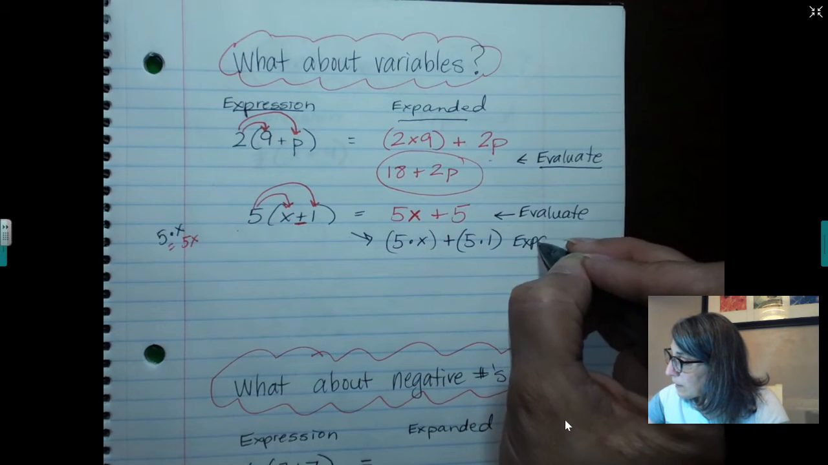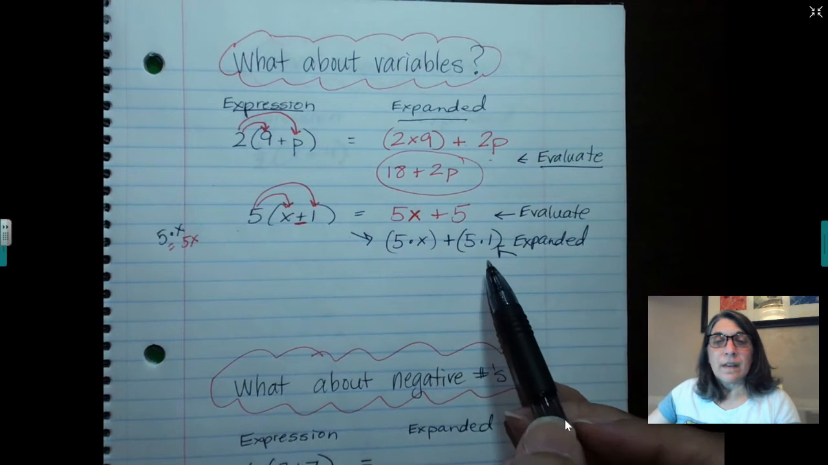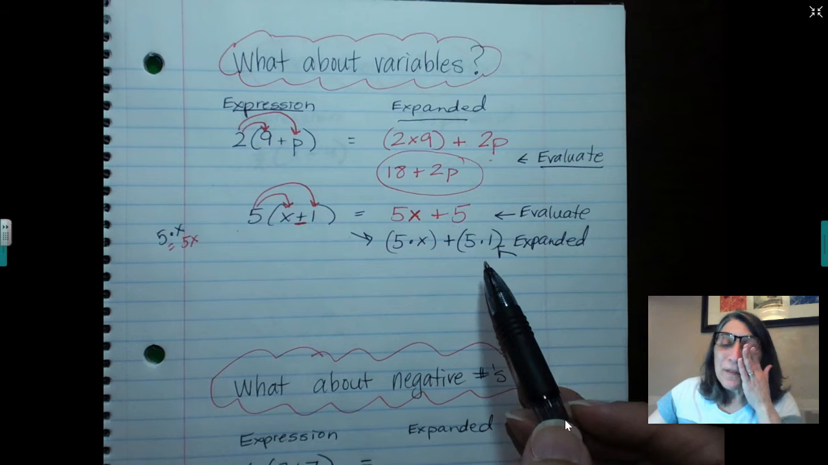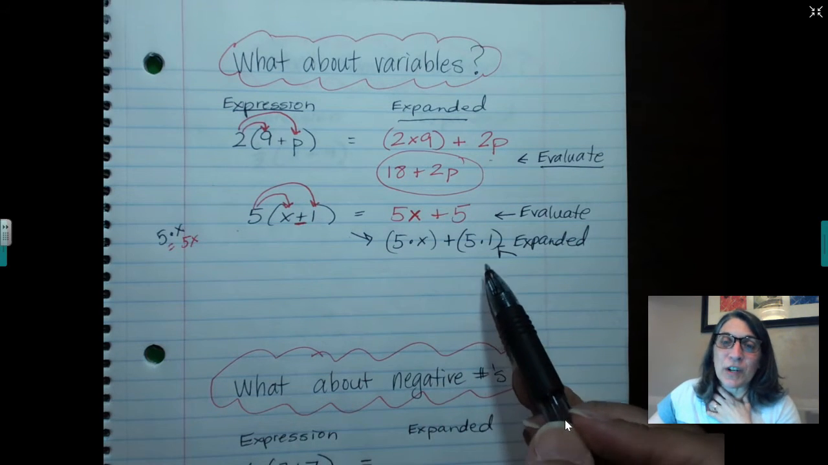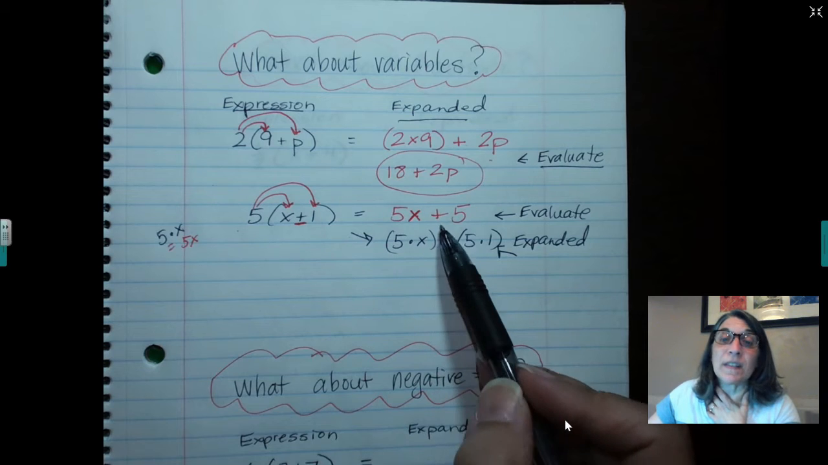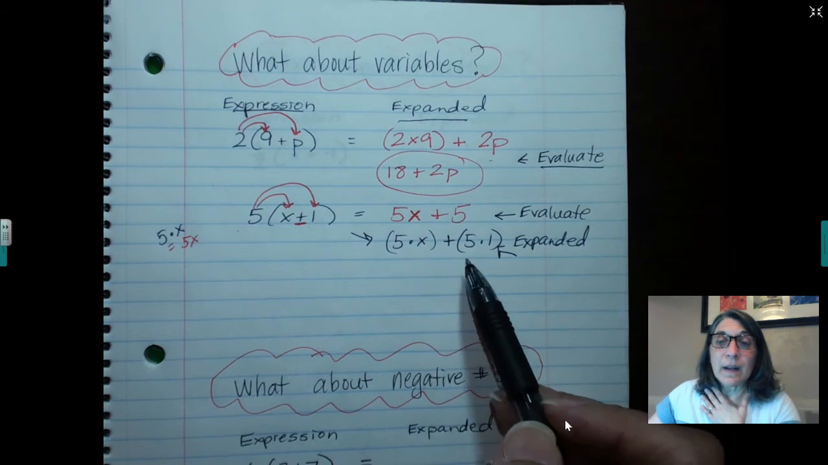So I apologize. Got ahead of myself. It's easy to get ahead of yourself. So you have to be really careful if it's asking you to show expanded form. This is expanded form, and then this is evaluating it. I'm taking 5 times x and writing it simply, and then I'm taking 5 times 1.